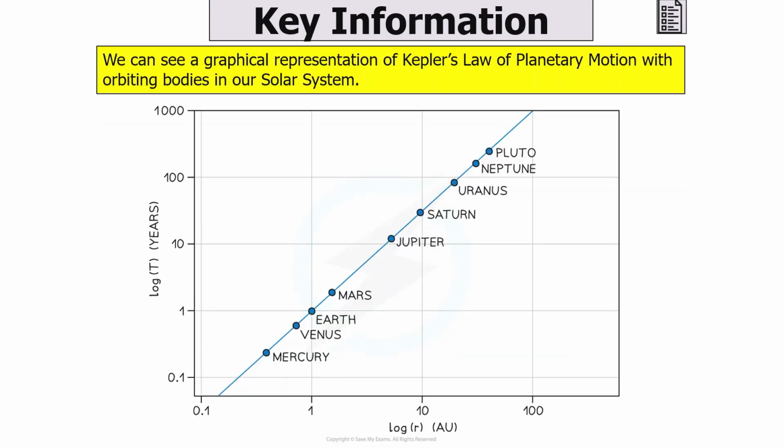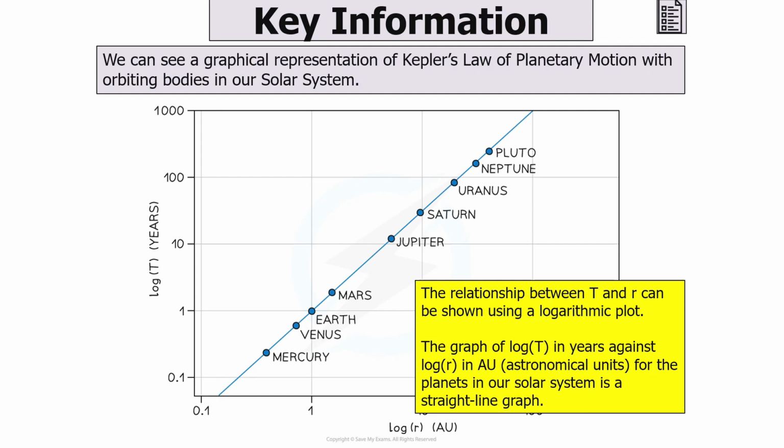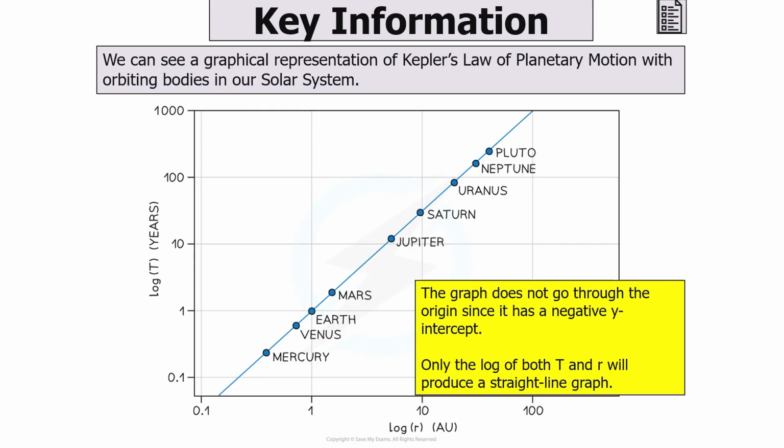Now we can see in this graphical representation of Kepler's law of planetary motion with orbiting bodies in our solar system. You can see here that the relationship between T and r can be shown using the logarithmic plot. The graph of log T in years against log r in AU for the planets in our solar system is a straight line graph. Now the graph does not go through the origin since it has a negative y-intercept. Now only the log of both T and r will produce a straight line graph.